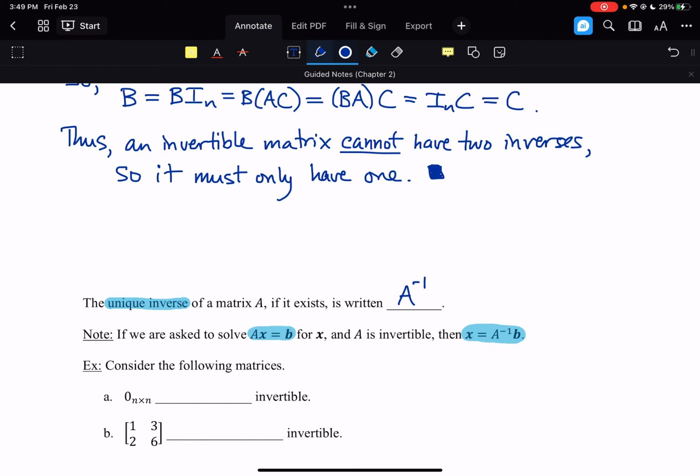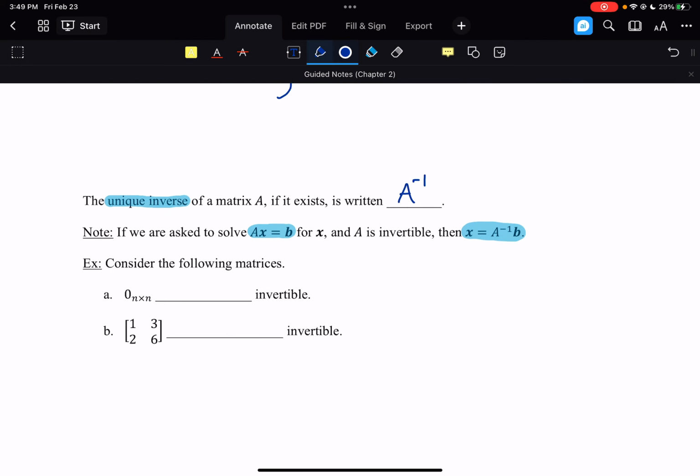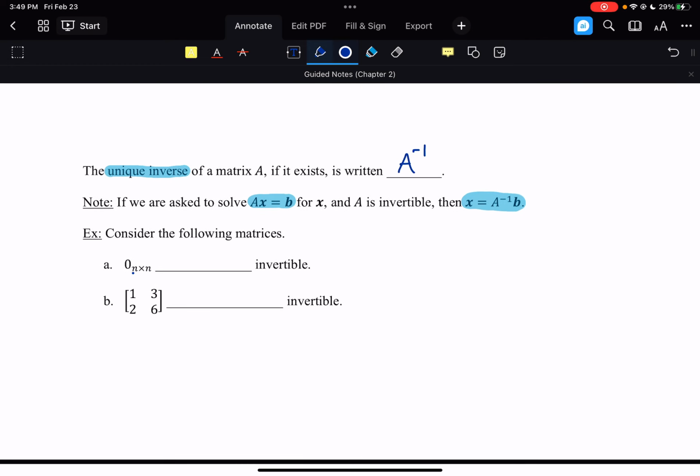So consider the following matrices. Look at a couple examples here. The zero matrix, the n by n square zero matrix. This matrix is not invertible.